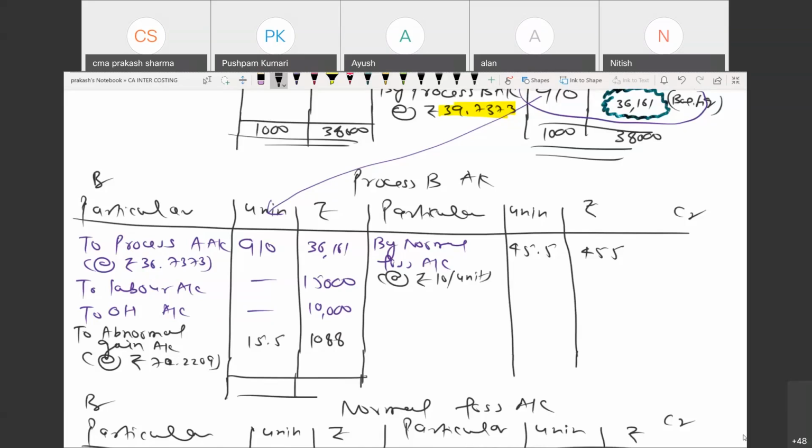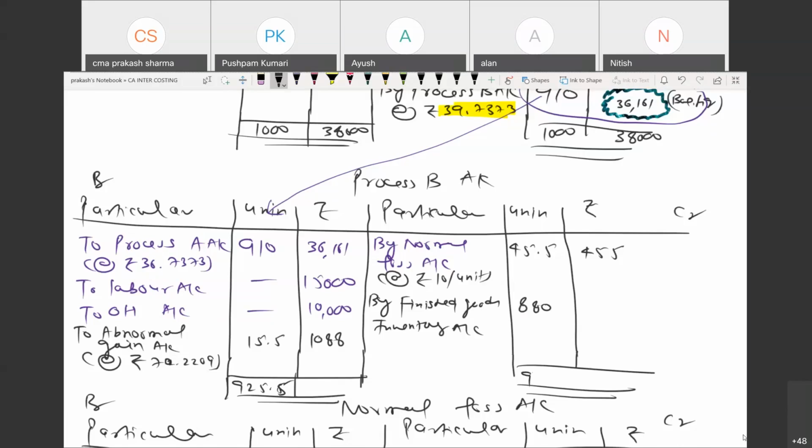Now after this, whatever output we get in the final process is transferred to finished goods. So we write the finished goods inventory account, or finished goods stock account, whatever you want to write. The final output figure here will be 880 units. You can also calculate this by the balance sheet figure.